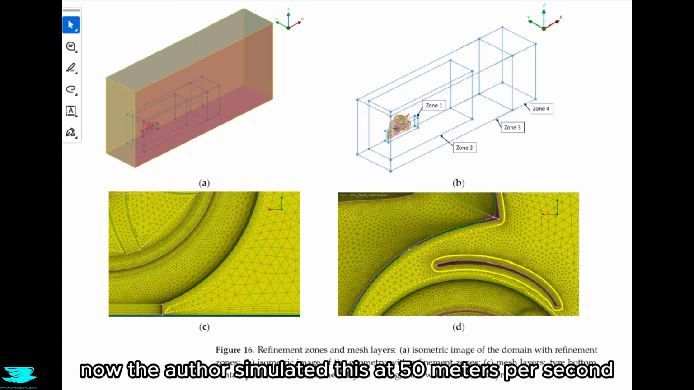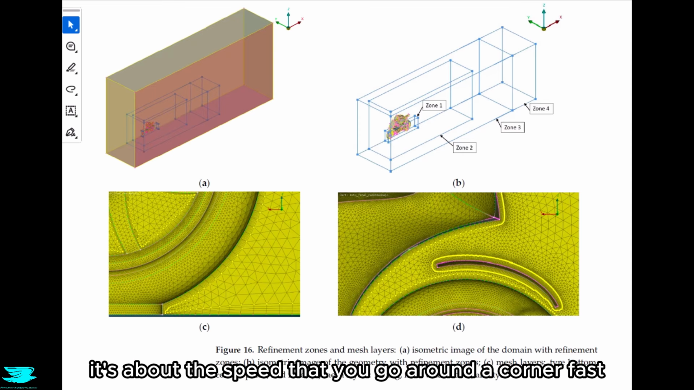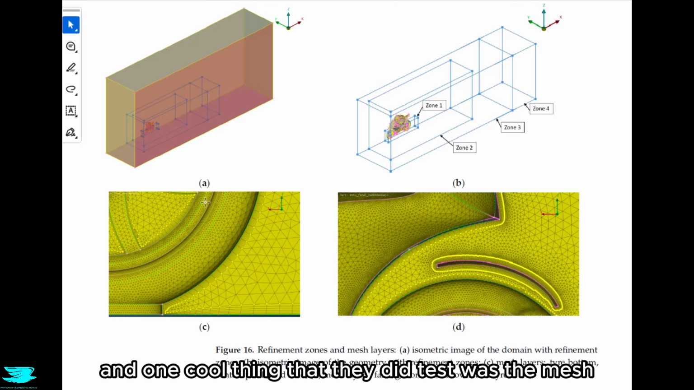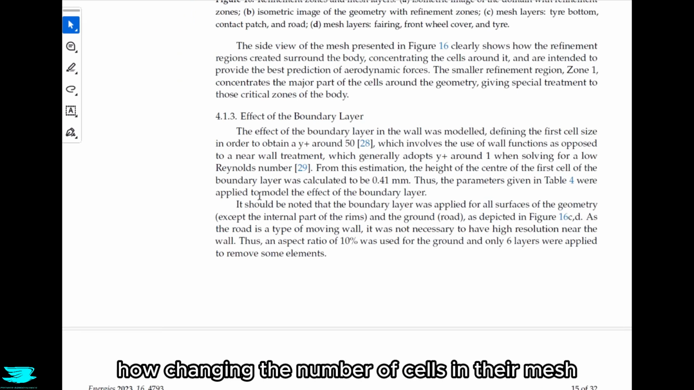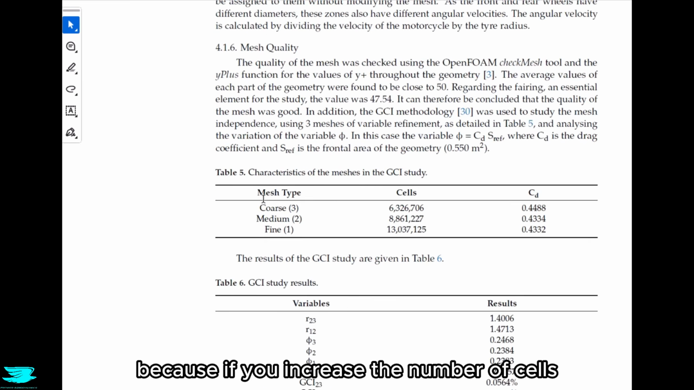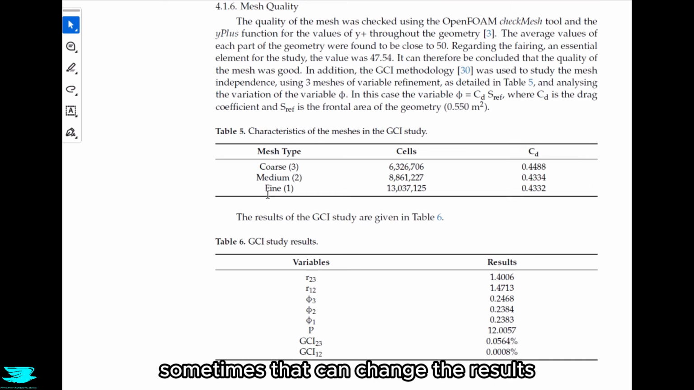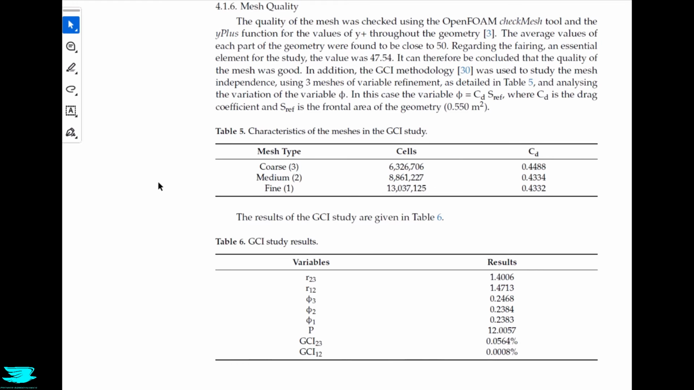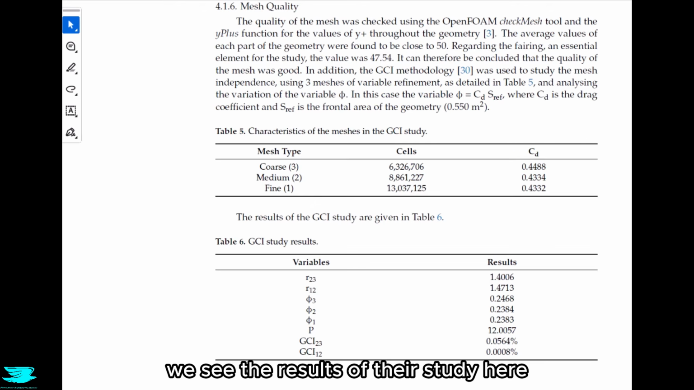Now, the author simulated this at 50 meters per second, which is pretty quick. It's about the speed that you go around a corner fast, the fast corner. So about 180 kph. And one cool thing that they did test was the mesh. So they tested how changing the number of cells in their mesh affected the results. And that's very important because if you increase the number of cells, sometimes that can change the results. And you want to get to a point where increasing the number of cells in your mesh won't change the results anymore. And in table 5 and 6, we see the results of their study here.